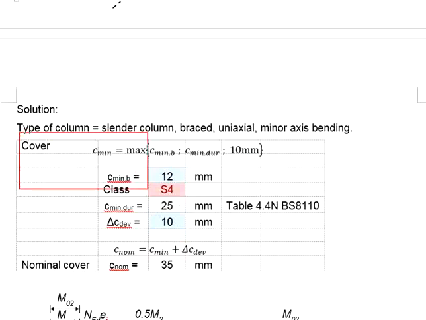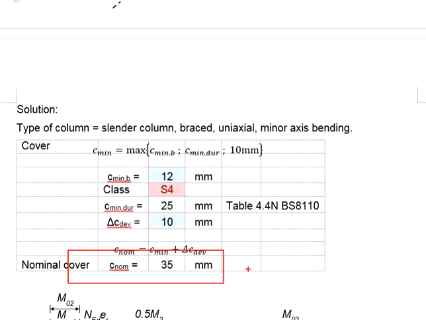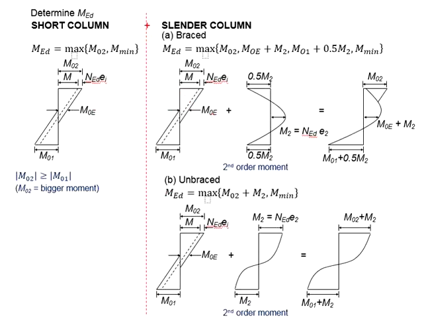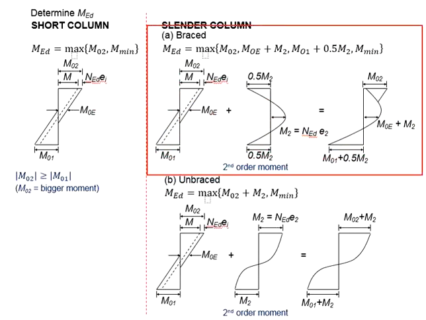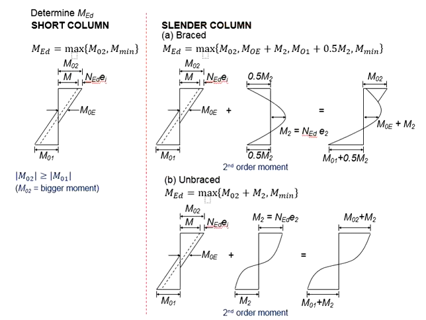First, we deal with the concrete cover. The concrete cover is 35 mm. Slender column, braced structure. That means we are talking about these equations to determine the MED. Again, you are encouraged to sketch the stress diagram for you to work out the equations in order to determine the MED for the braced column under slender conditions.